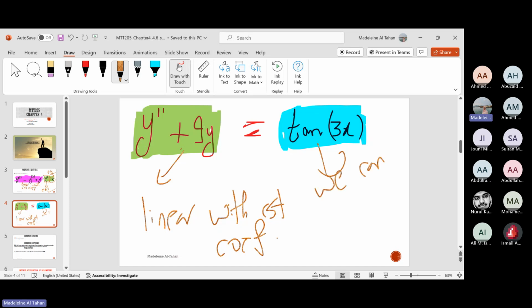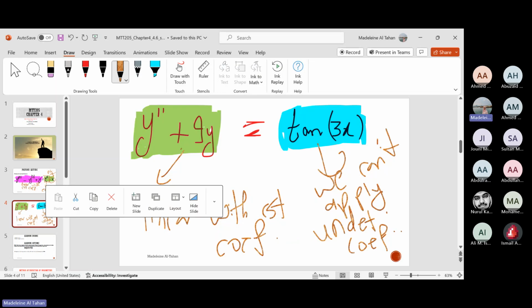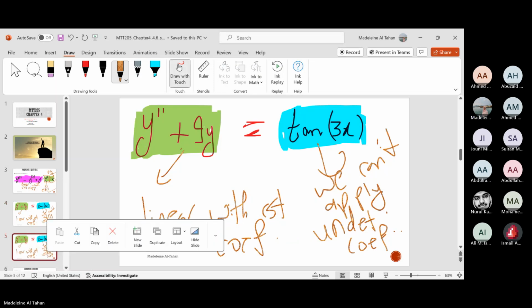So we can't apply undetermined coefficients for this equation. Do we agree, Miss Ali? Yes. Yes, doctor. Is it clear? Yes, doctor.